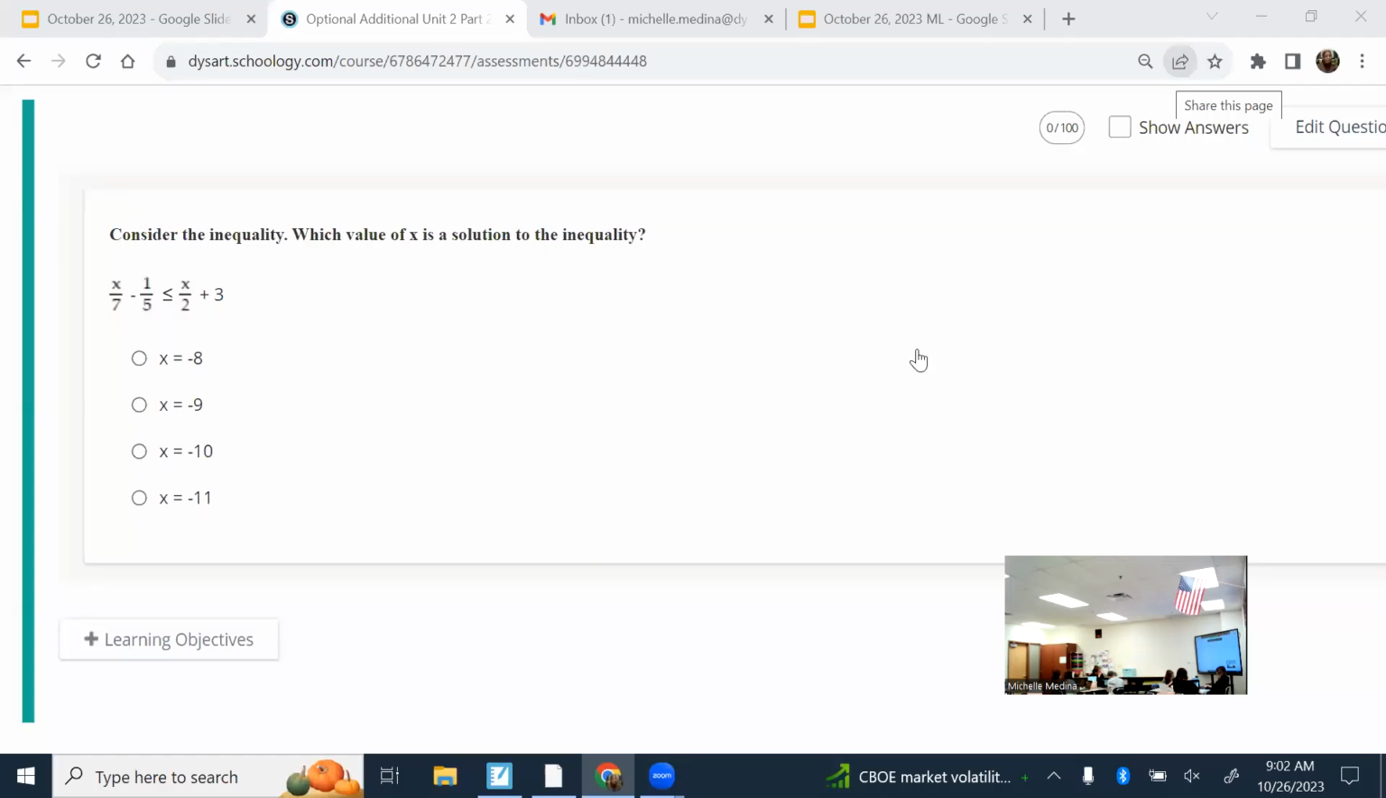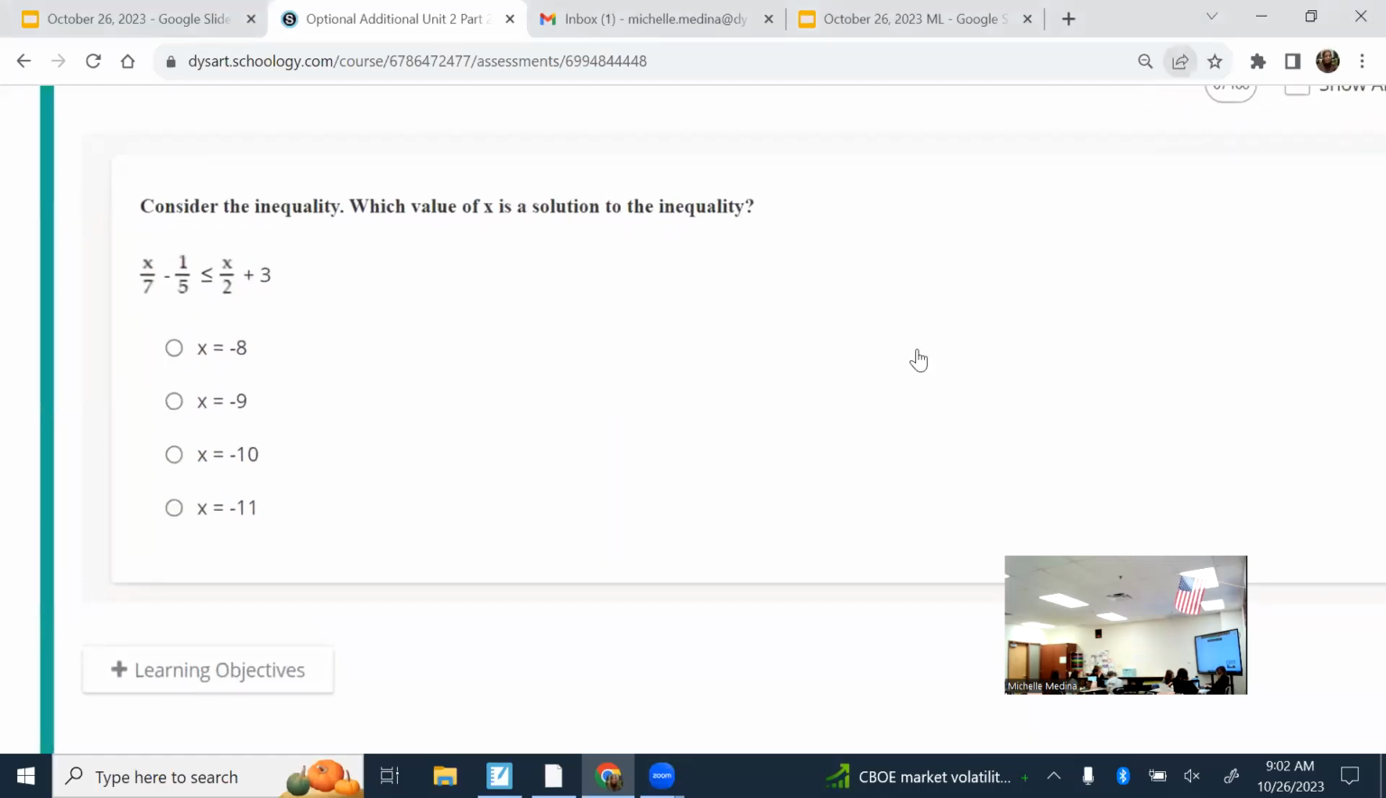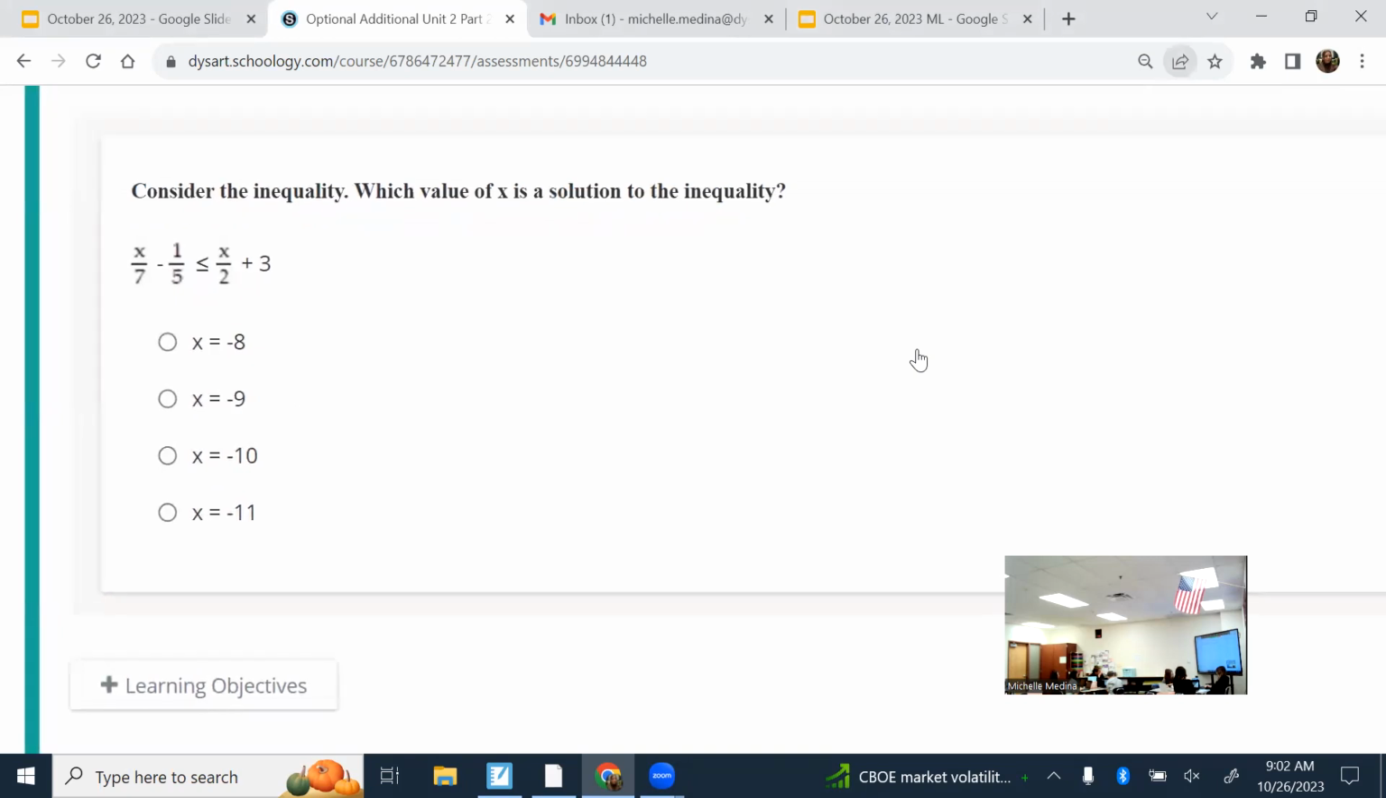For this one, there's lots of ways you could go about solving. What would you guys like to do? Like, how do you want to handle these fractions? Do you want to try to make them go away? Do you want to just make them decimals? What do you want to do?